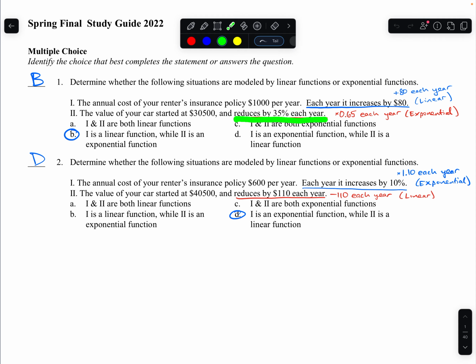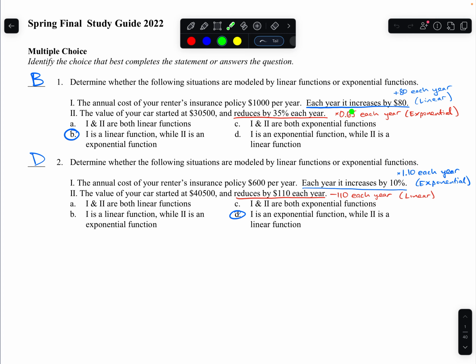In contrast, scenario 2, we start with a car that's worth $30,500 and it depreciates in value. It reduces its value by 35% each year. That means that it starts out with 100% of its value and we're subtracting 35%. I wrote it out as a decimal, but this is that decay factor. So our decay factor would actually be 0.65, and we could multiply 30,500 by 0.65 to find out how much the car is worth the next year.